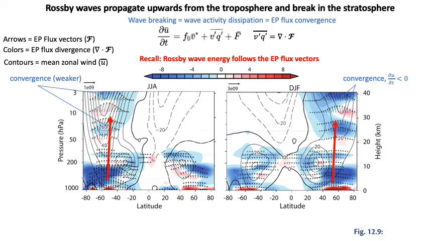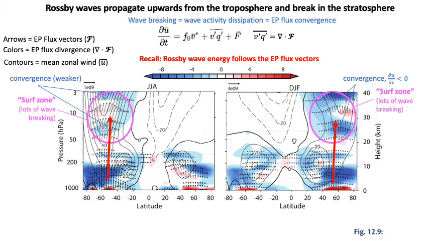So the blues here denote EP flux convergence. So that's something that technically decelerates the zonal mean flow. Zonal flow, I should say. And you notice that's stronger in the northern hemisphere winter, shown on the right side, than in the southern hemisphere winter, shown on the left side. So something for you to think about.